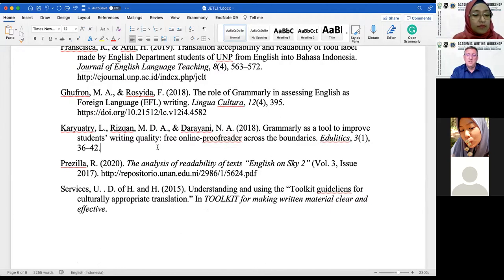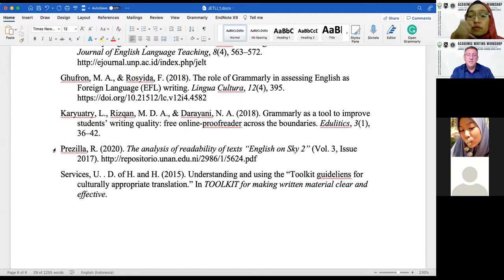Let me see, this one here. Yeah, this one here is missing the DOI. This one here, I'm not really sure what this is. They're saying volume 3, issue 2017, but they have 2020 here. Yeah, I'm just not sure what this is. I would have to go to this hyperlink and see what it is, but there's something really not clear about this.